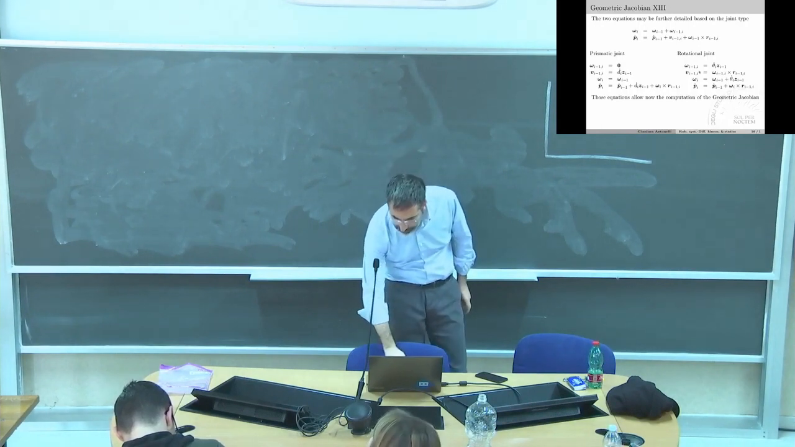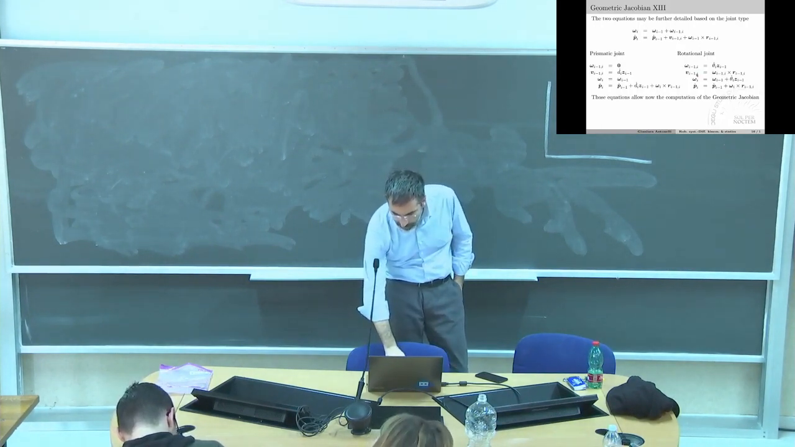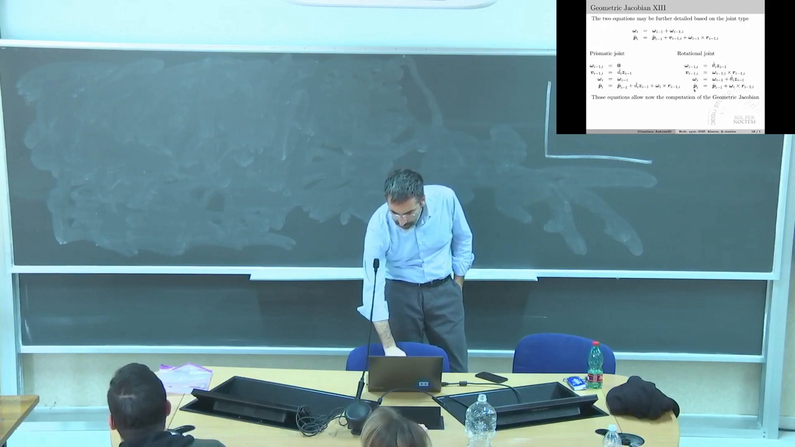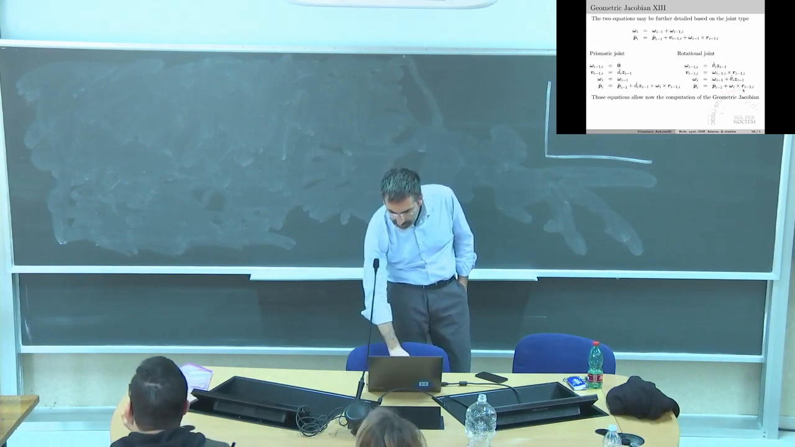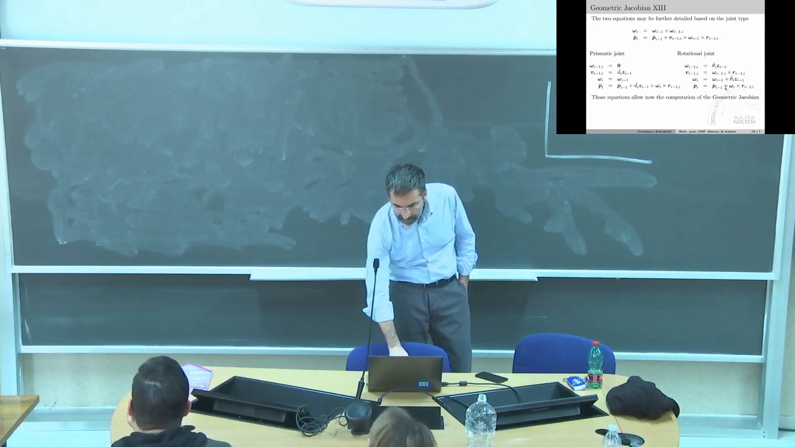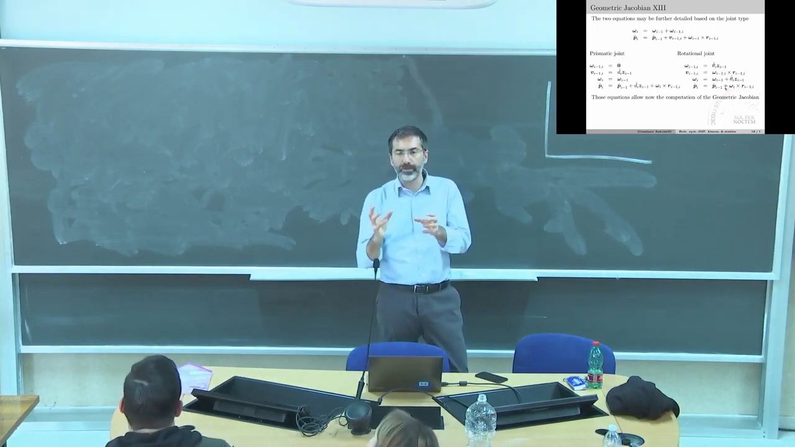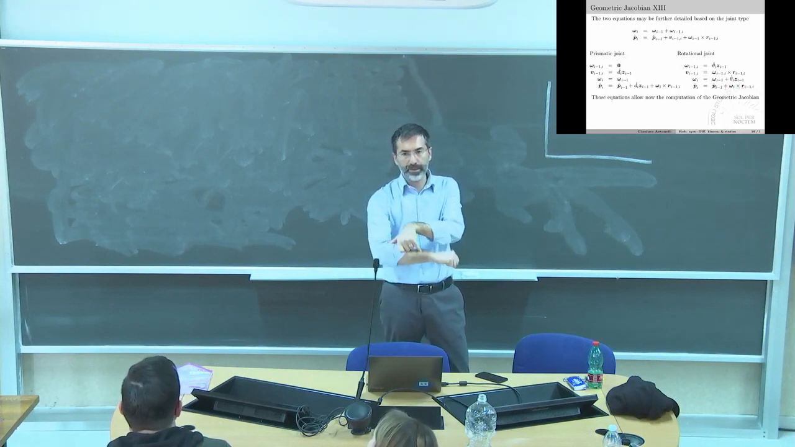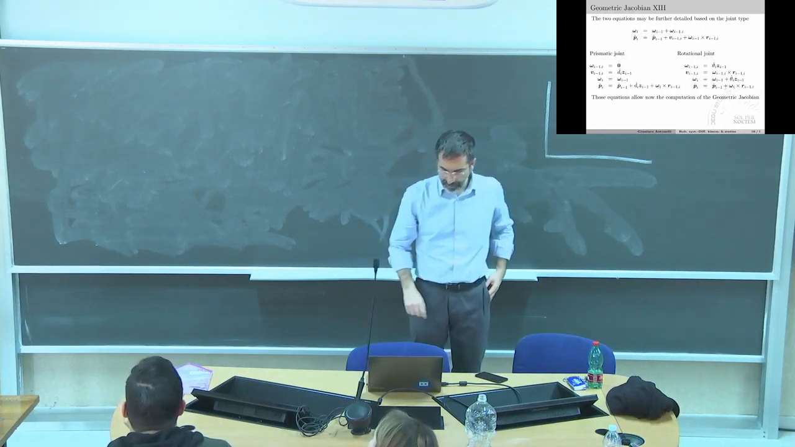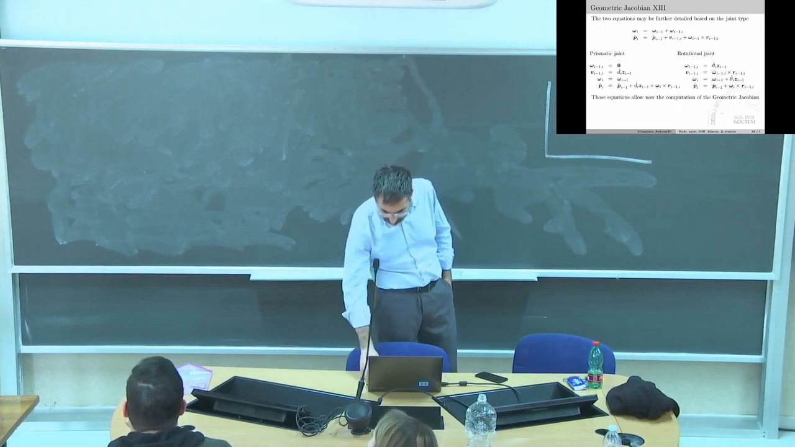Then if we just apply the equations, we come up with p dot i equal to p dot i minus 1 plus omega i cross product and so on. Here we are missing the relative linear velocity because the joint is rotational, so the relative linear velocity is 0. Okay, so we have those two expressions. Nice.